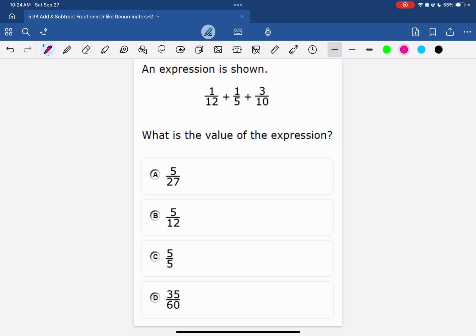Today's video will focus on adding and subtracting fractions without like denominators. So our first one, they both come from the STAAR test.